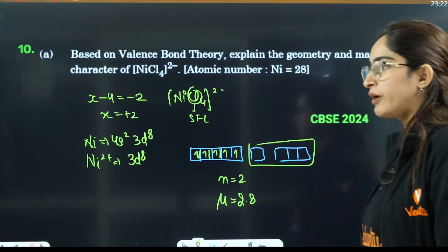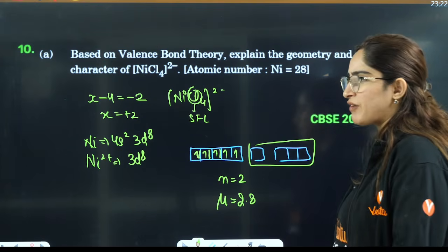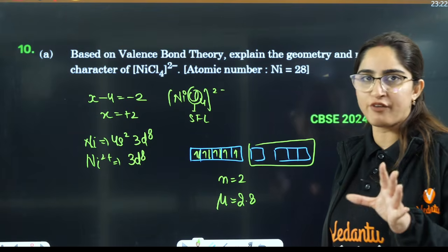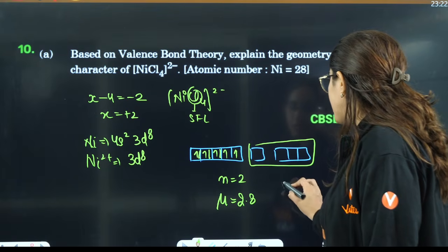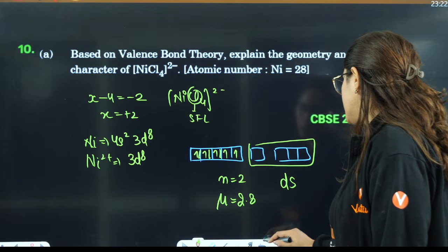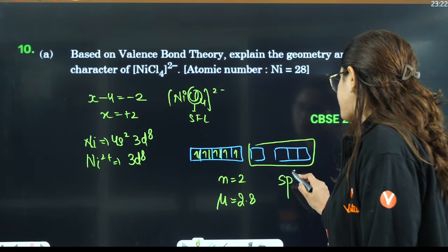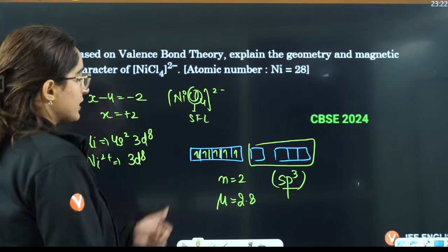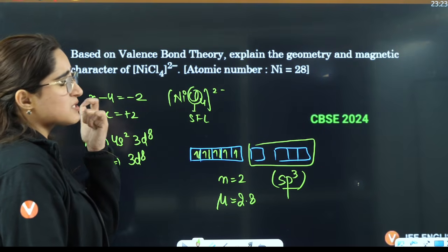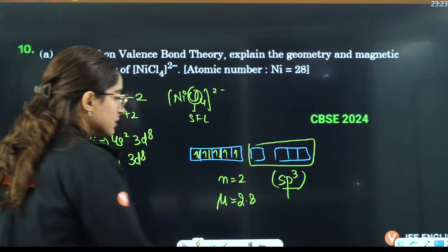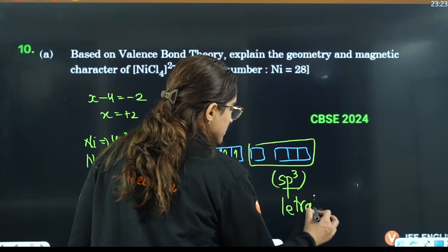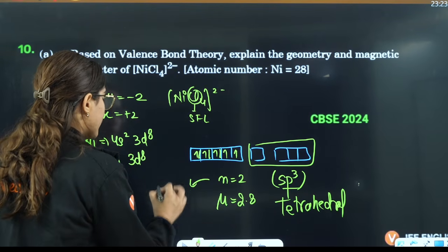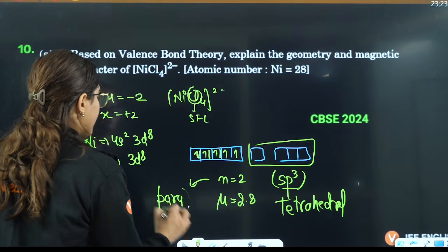You can also calculate it with the help of the formula. Directly, just 1 is 1.7, 2 is 2.8, 3 is 3.8, 4 is 4.9, 5 is 5.9. Now this will be sp3, that is tetrahedral. So you can say the geometry is sp3, that means it is tetrahedral. And here there are 2 unpaired electrons, which means it is paramagnetic.